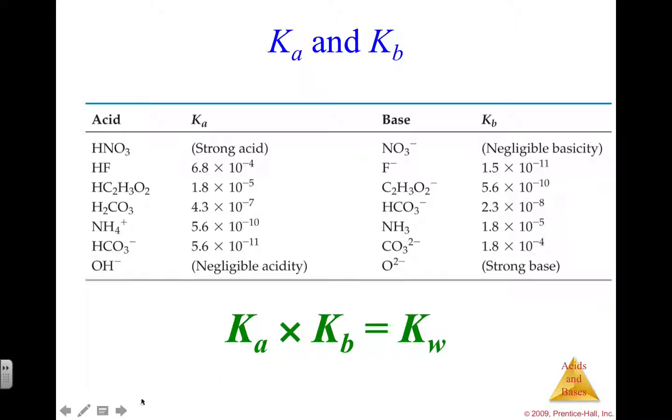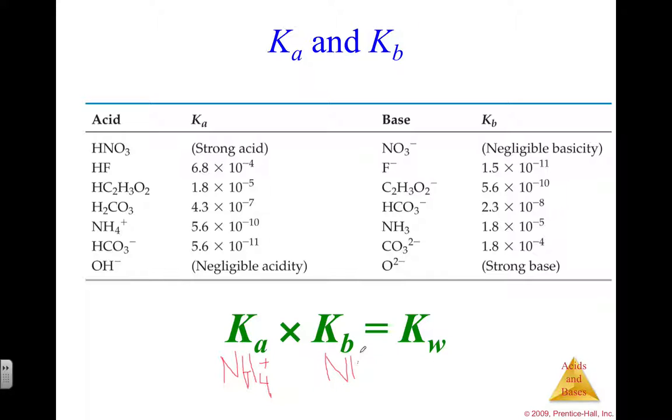And what does this mean? This would be, for example, if I have the Ka of maybe NH4 plus, ammonium, I would then have the Kb of NH3.